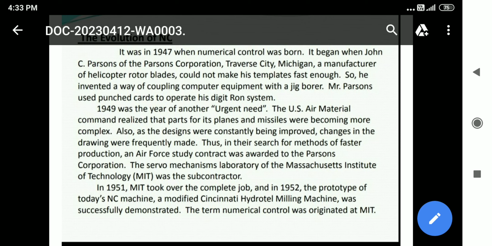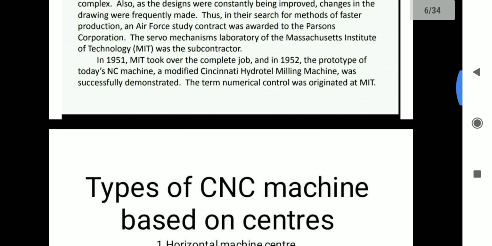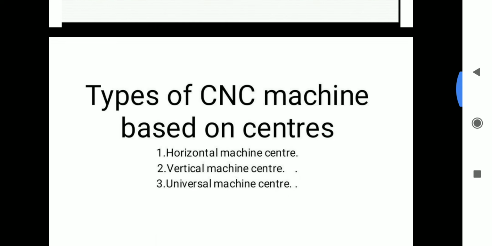In 1952, the prototype of today's NC machine, a modified Cincinnati hydraulic milling machine, was successfully demonstrated. The term numerical control originated at MIT.